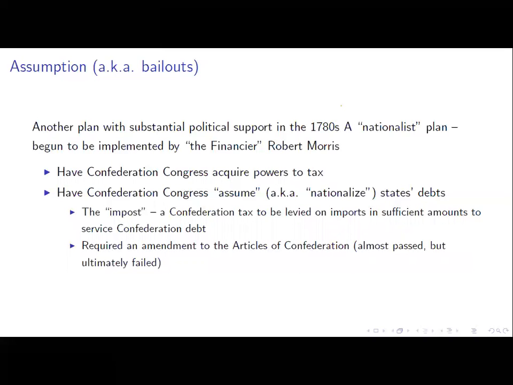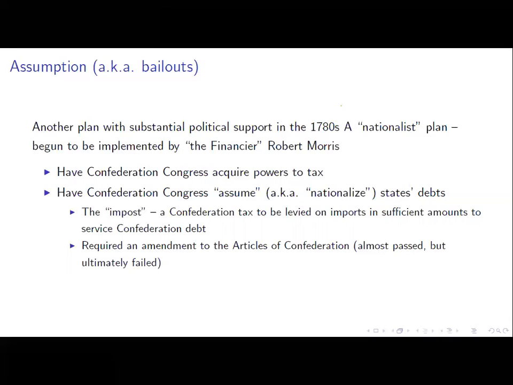Another plan is going to be called the Nationalist Plan, a term the well-known historian Ferguson uses. Robert Morris starts to express this view in the early 1780s, and ultimately it's going to be carried out by his successor, Alexander Hamilton. The view is that the Confederation government needs to obtain the power to tax. We need a national tax. And once we have a national tax, then we will pay back the continental debt and we will assume the state debts.